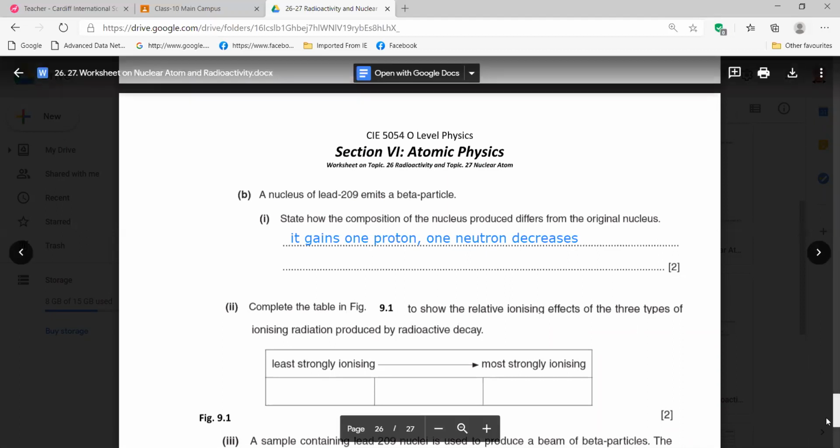So it gains one proton and the neutron number decreases.